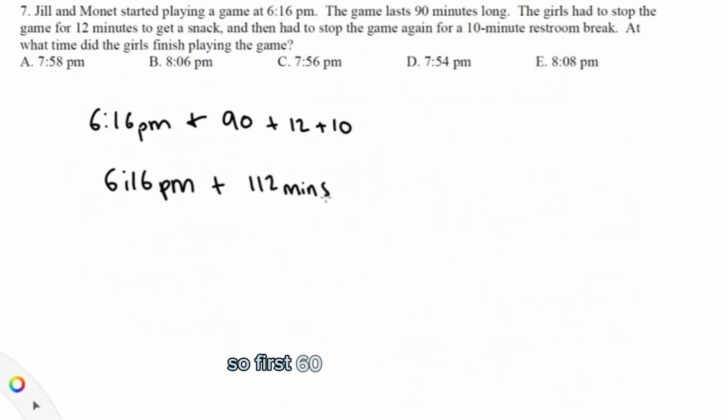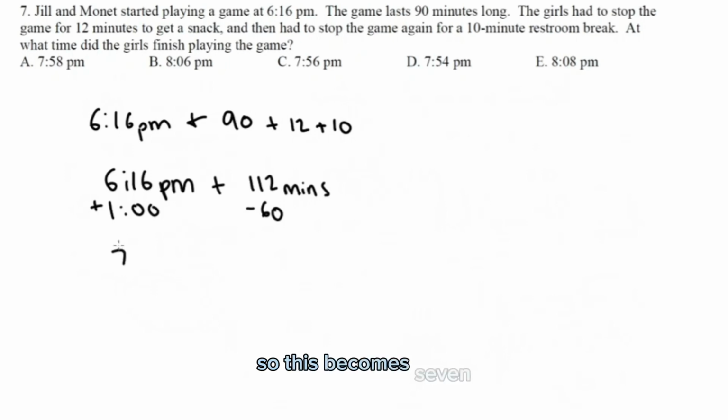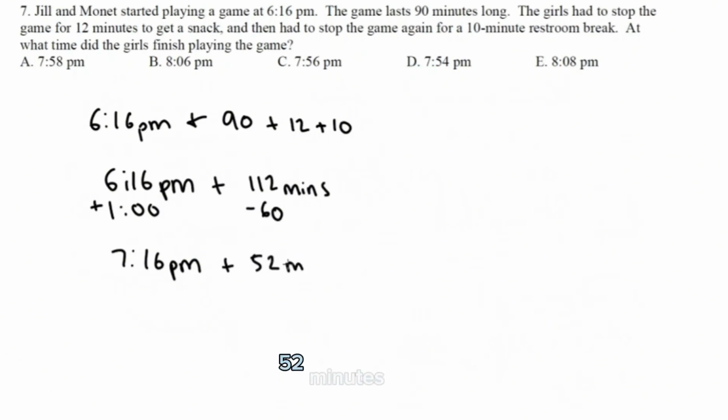Alright, so first, 60 minutes is an hour. So we can subtract 60 from this and add 1 hour here. So this becomes 7:16 p.m. plus 52 minutes.